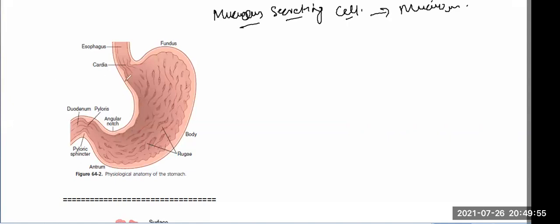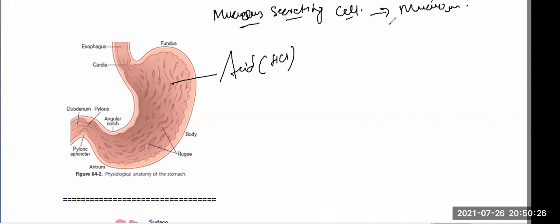secrete mucus. So what mucus does is, we know that inside the stomach we have acid, hydrochloric acid. And this thing might come to your mind that since you have acid in your stomach, then why doesn't it burn your stomach? The answer is that you have mucus secreting cells also. There's too much mucus secretion inside the stomach.